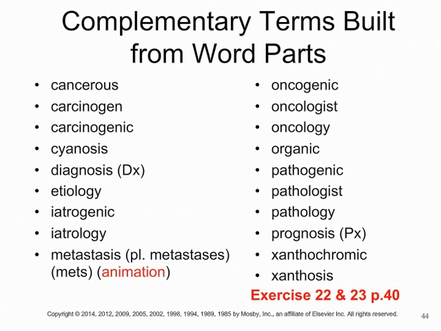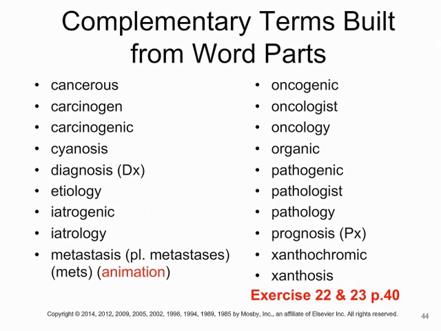Here are all the complementary terms that are built from word parts. And again, we're just combining the word roots, prefixes, and suffixes that we learned at the beginning of the chapter, just in different ways. Also, we have a few new abbreviations that have been introduced, DX and PX.